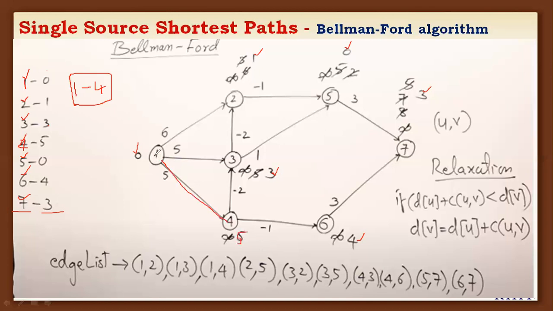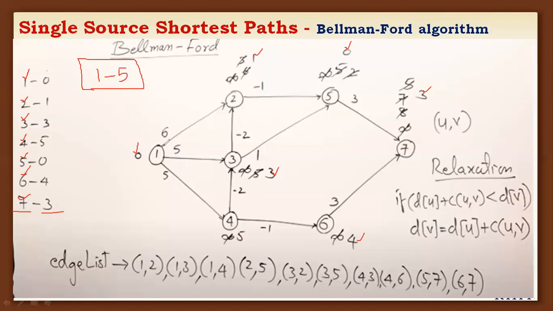If you want to find the cost from 1 to 5, the minimum cost from vertex 1 to vertex 5, now we will see how to do it. From vertex 1 to vertex 5, the minimum cost is 0. How will we see this?